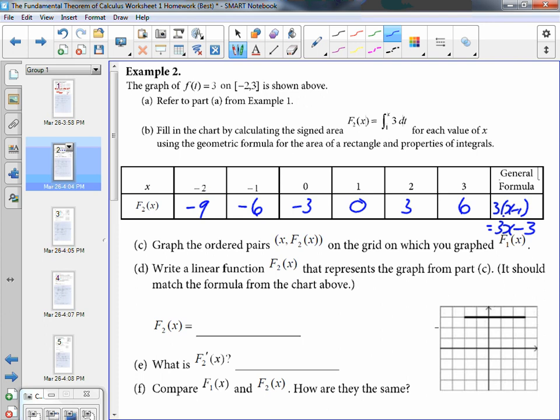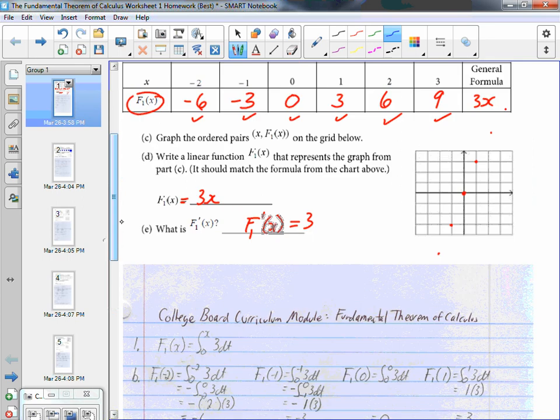All right. Part C, graph the ordered pairs on the same grid that we used before. So if we go back here, so it was what? -2, -9, -1, -6, 0, -3, 1, 0, 2, 3, 3, 6. Oh, they're just parallel lines, aren't they? Because they have the same slope. They both have a slope of 3. They just have a different y-intercept.